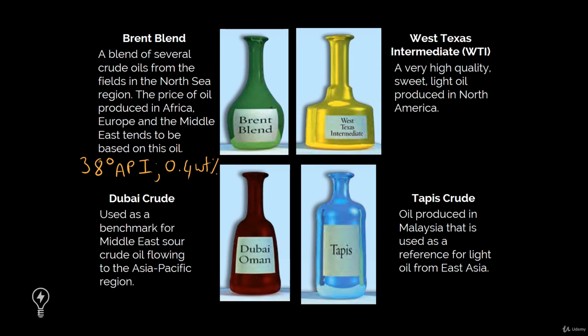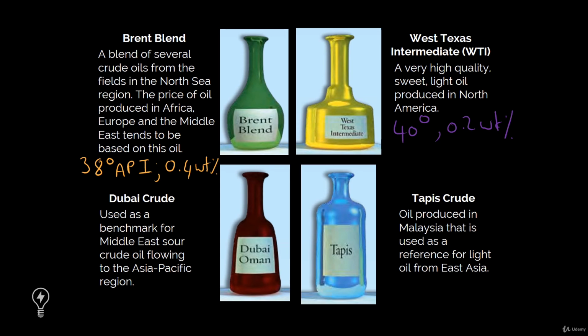We also have West Texas Intermediate, or WTI, and this is a very high quality sweet light oil produced in North America, and it's relatively easy to refine. Now, WTI is sweeter than Brent, and it's considerably lighter and sweeter than Dubai or Oman crude oils. WTI has an API gravity of about 40 degrees, and it contains about 0.2 weight% sulfur. That's why it's classified as a sweet crude oil. If you remember, it has less than 0.5 weight% sulfur.